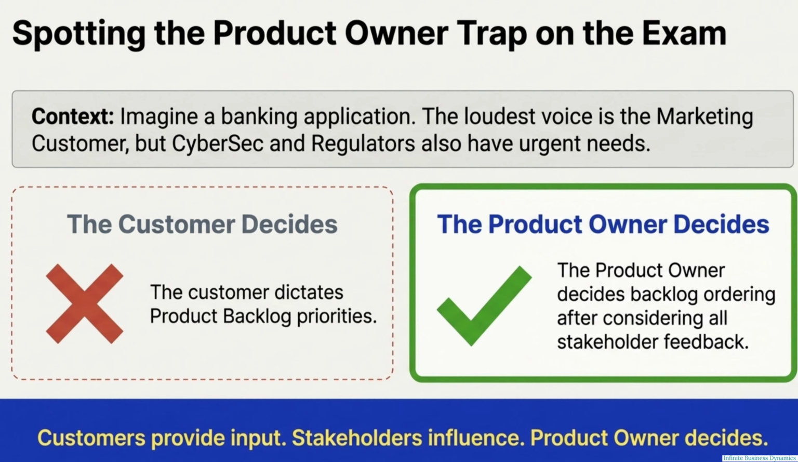The product owner acts as the central pivot on a seesaw. They have to balance customer needs against business strategy, operational risks, and technical constraints. Stakeholders can influence, sure, and customers absolutely provide input, but the product owner alone decides the backlog ordering. Period.